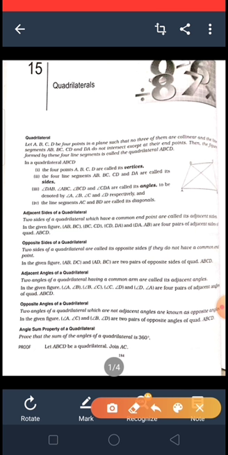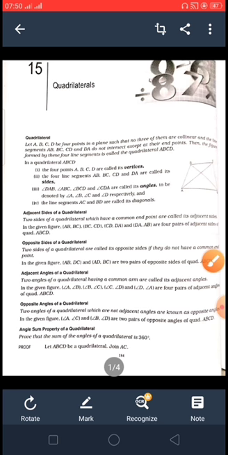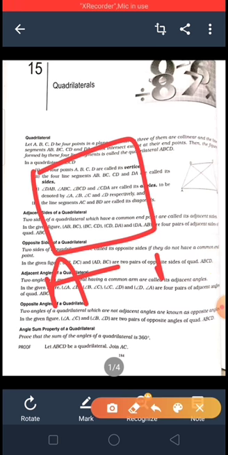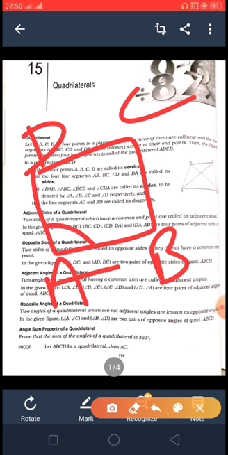Now adjacent angles of the quadrilateral. Similarly to adjacent sides, there are adjacent angles. Two angles of a quadrilateral having a common arm are called adjacent angles. Like angle A and B, B and C, C and D, D and A are the four pairs of adjacent angles of the quadrilateral ABCD. Like this is A, B, C and D, like this and this, clear. This is the adjacent angle. Now B and C, C and D, D and A, all adjacent: AB, BC, CD and DA. These are the adjacent angles of the quadrilateral.